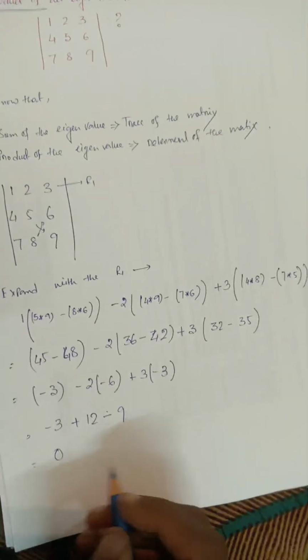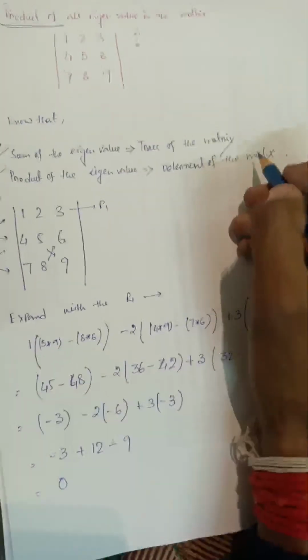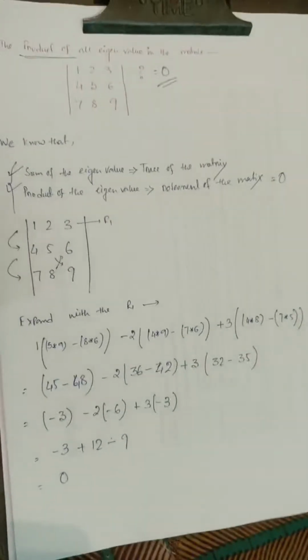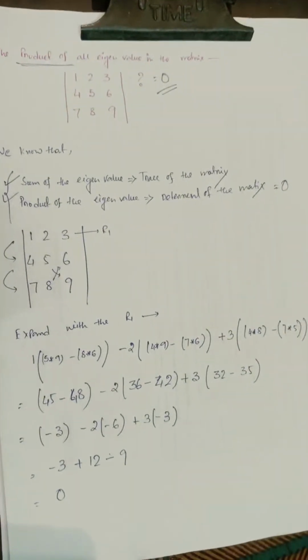If the determinant of the matrix is 0, then the product of the eigenvalues of the matrix is 0. So the answer to this question is 0. The correct answer of this first question is 0.